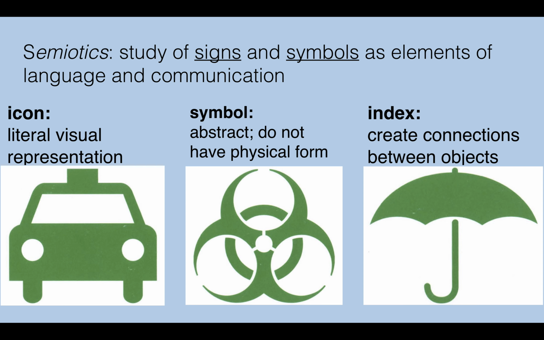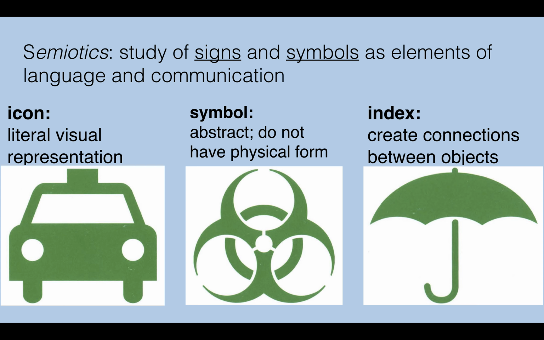Three main types of signs and symbols are below. On our far left is our friend, the icon. This is a literal visual representation. For example, the green drawing of the car on the white background. It looks like a car. It represents a car. It looks literally exactly like the underlying phenomenon.